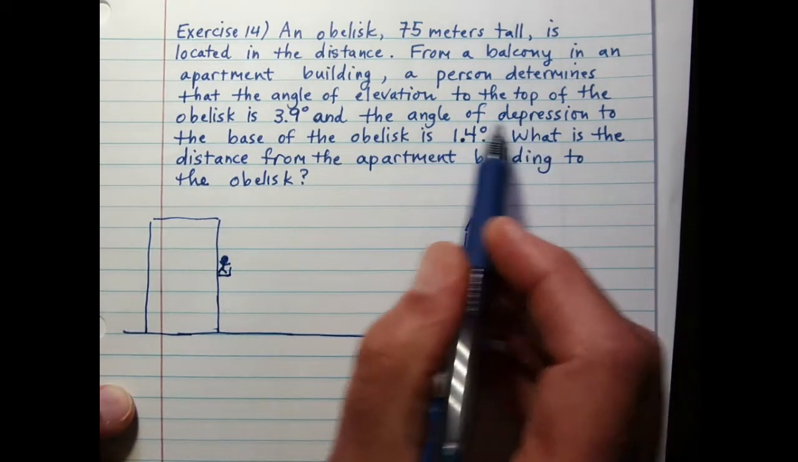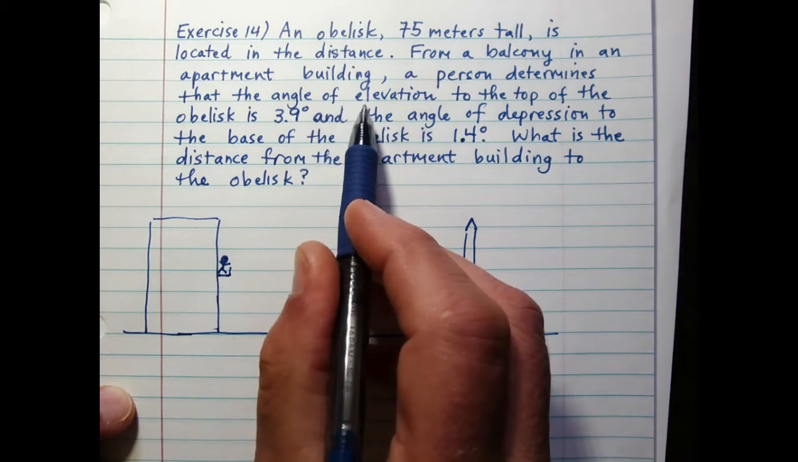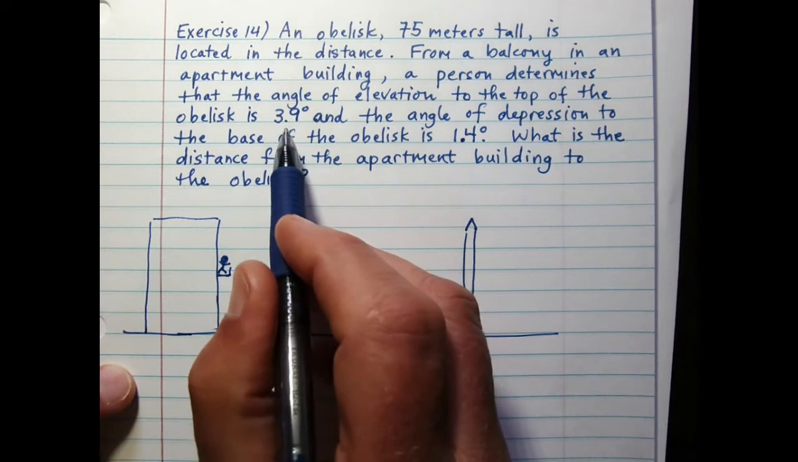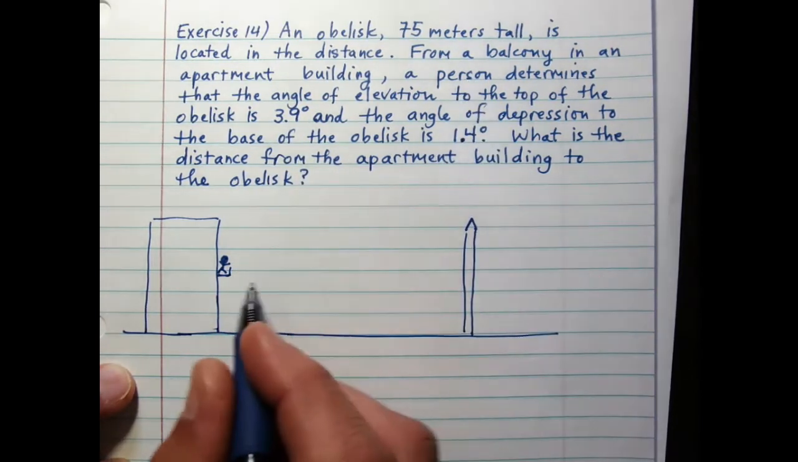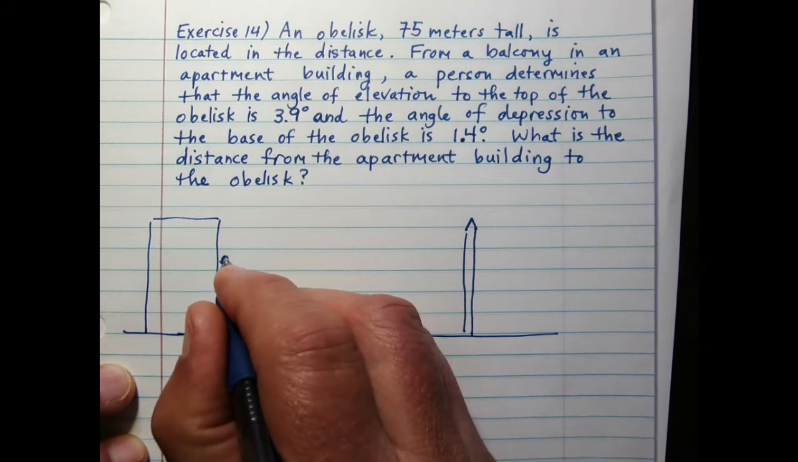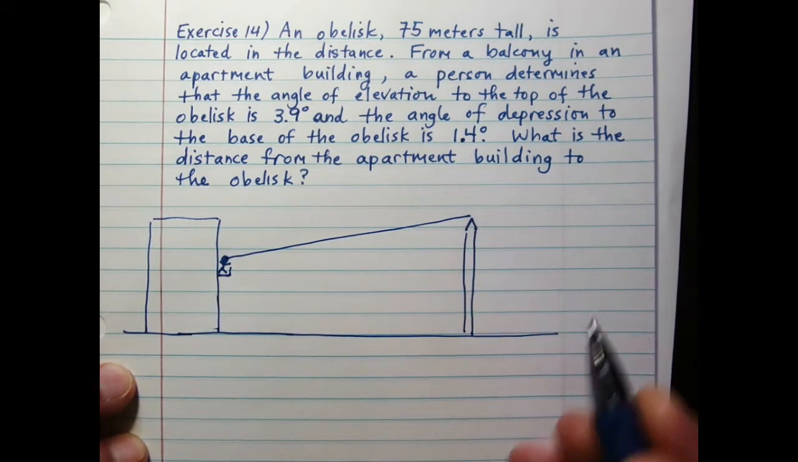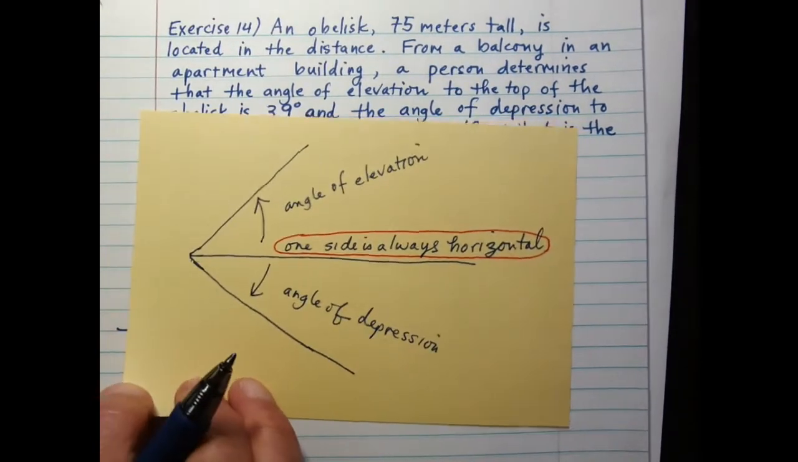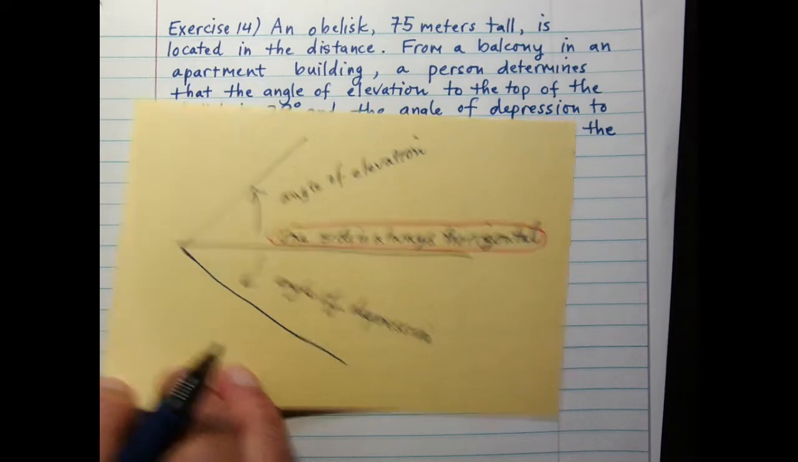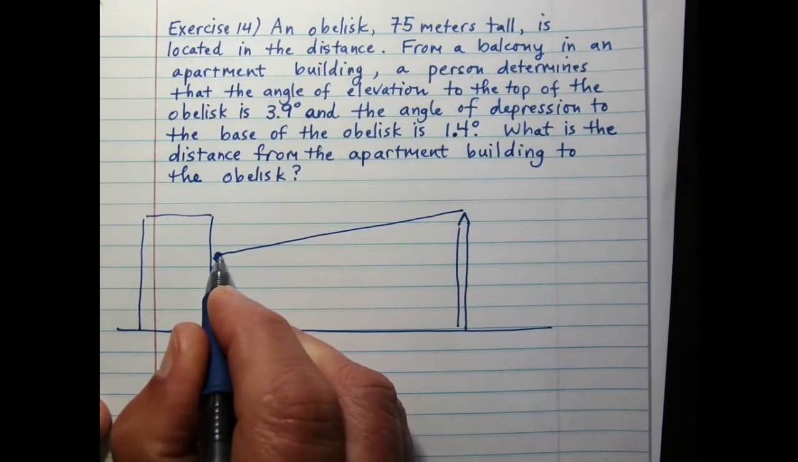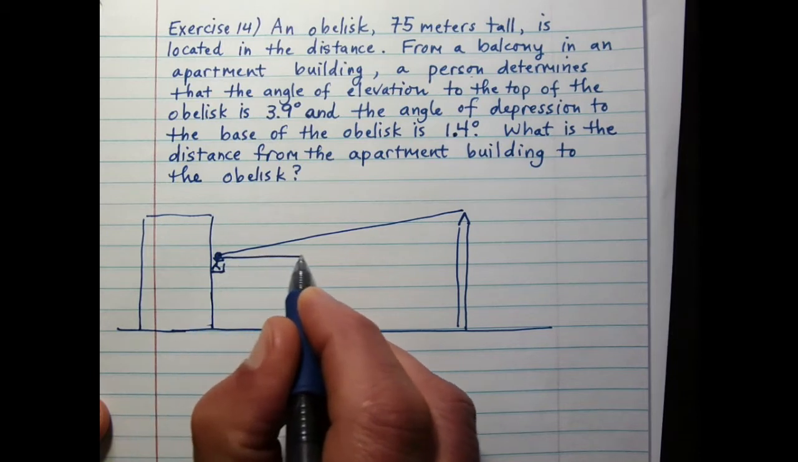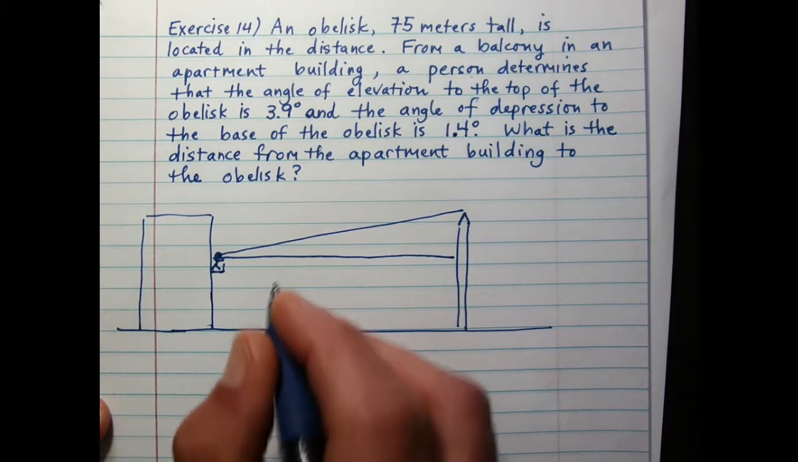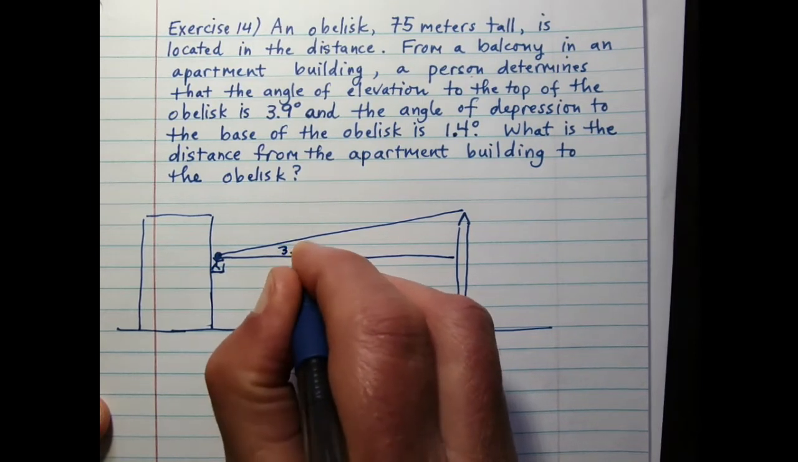Now it says the angle of elevation from the balcony to the top of the obelisk is 3.9 degrees. We have this idea of a line going up like so. But an angle of elevation must always have one side horizontal, so we need a horizontal from this balcony. That's sort of the key to understanding this problem.